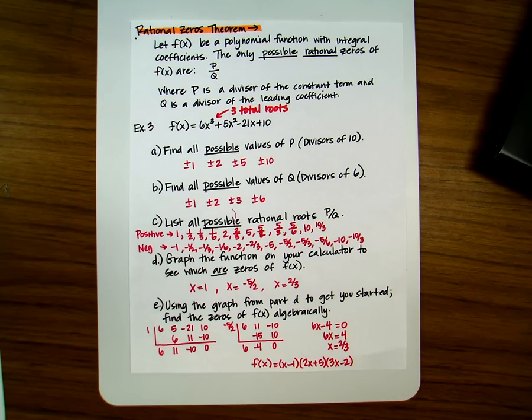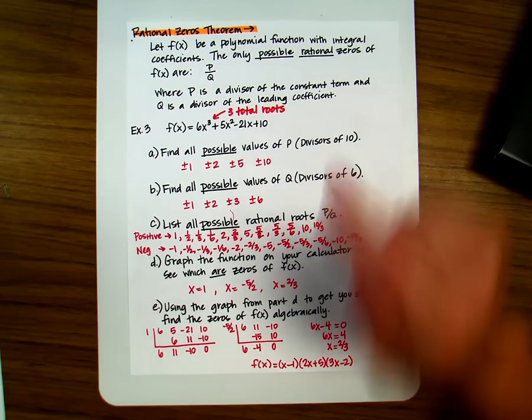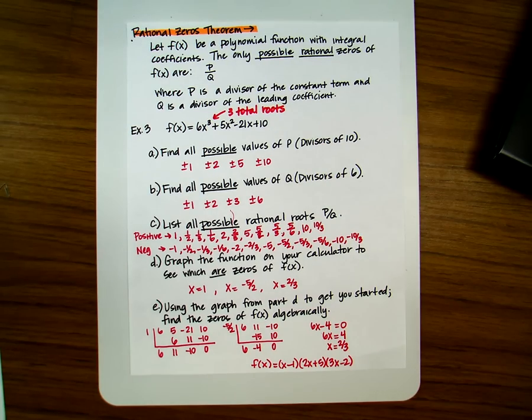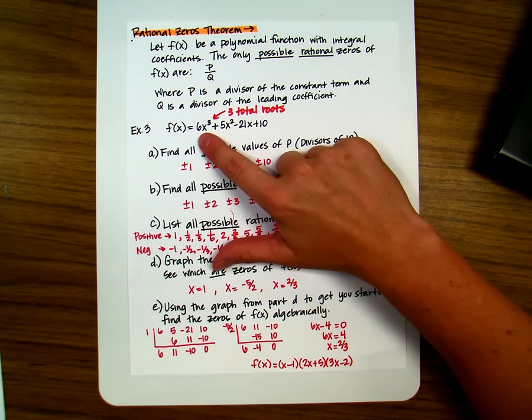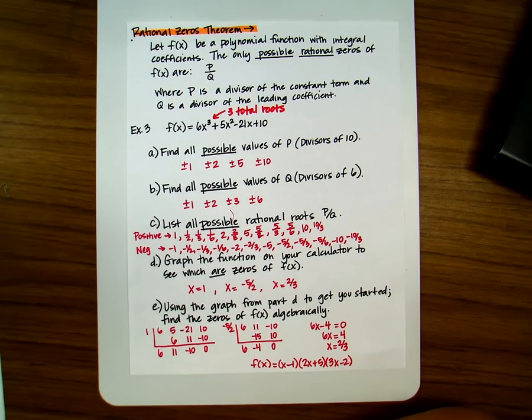In this case, the constant is 10, giving us possible values of p as positive or negative 1, 2, 5, and 10. In B, it says find all possible values of q. Remember that q is the divisor of the leading coefficient. In our case, it is 6, so our possible values are positive or negative 1, positive or negative 2, positive or negative 3, and positive or negative 6.